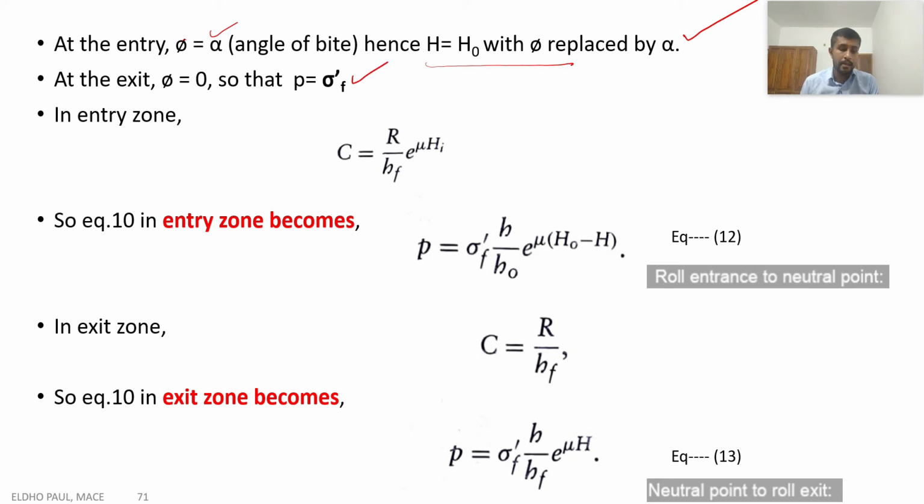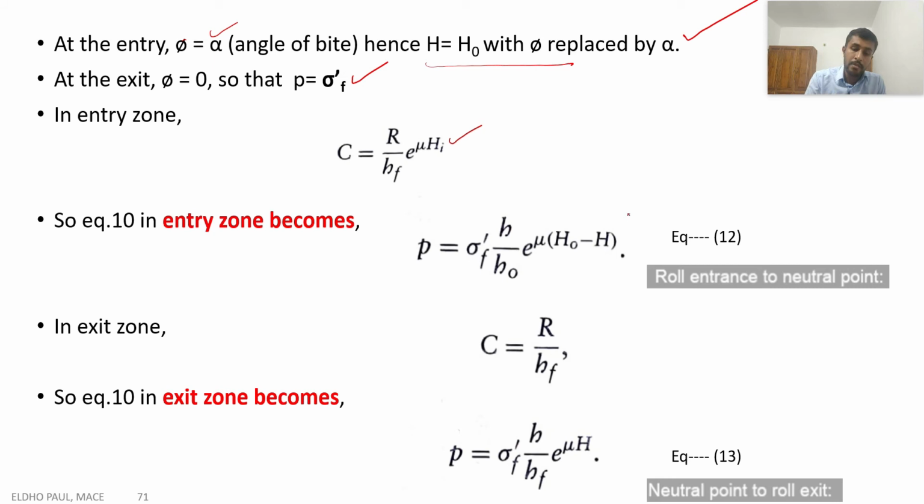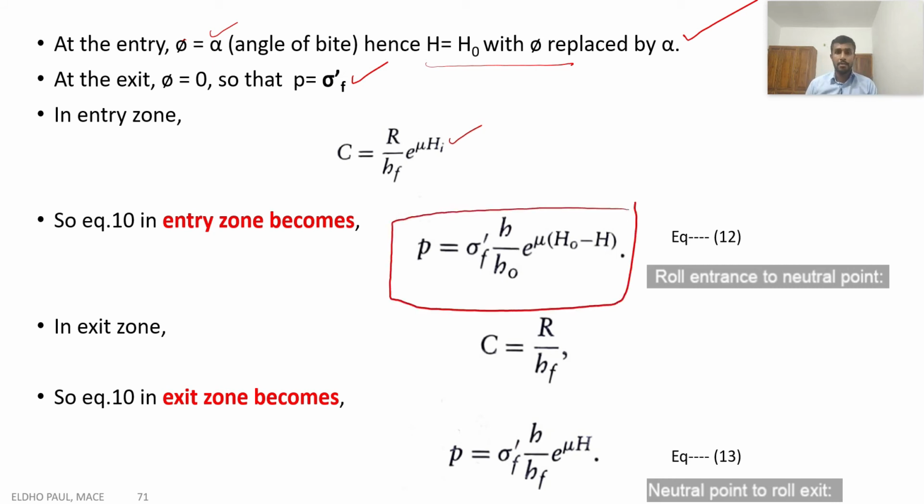Okay, so here in the entry zone, we got this C value, that is equal to R by hf, e raised to mu h0. So we can rewrite this equation by applying the C value. So this is the equation in the entry zone for finding the pressure.